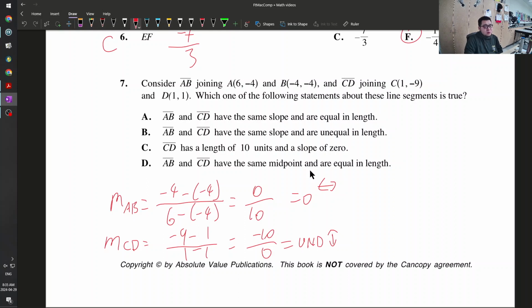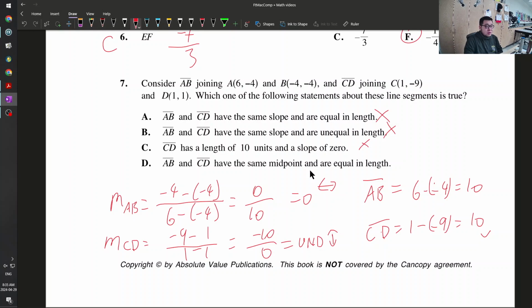Okay, and then if we take a look at the length, so AB is a horizontal line, so big minus small, 6 minus -4 is equal to 10, and CD is equal to 1 minus -9, which is also equal to 10. So they have the same length, but the slopes are different. So same slope is obviously wrong. CD has a length of 10 units, which is correct, but the slope is undefined, so this is wrong.